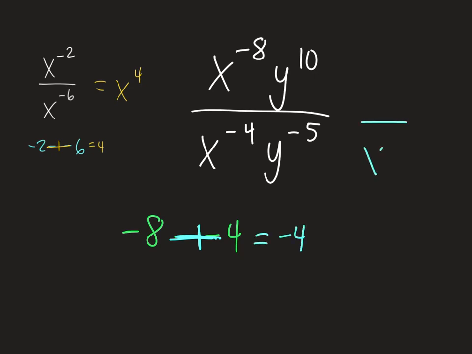So my x's are going to live on the bottom so that I can make them a positive. My y's, I've got 10 minus a negative 5. Well, 2 negatives make a plus sign, so it's 15. 15 is positive. There's no reason to banish him to the basement. He gets to stay up on the top. Y to the 15th.